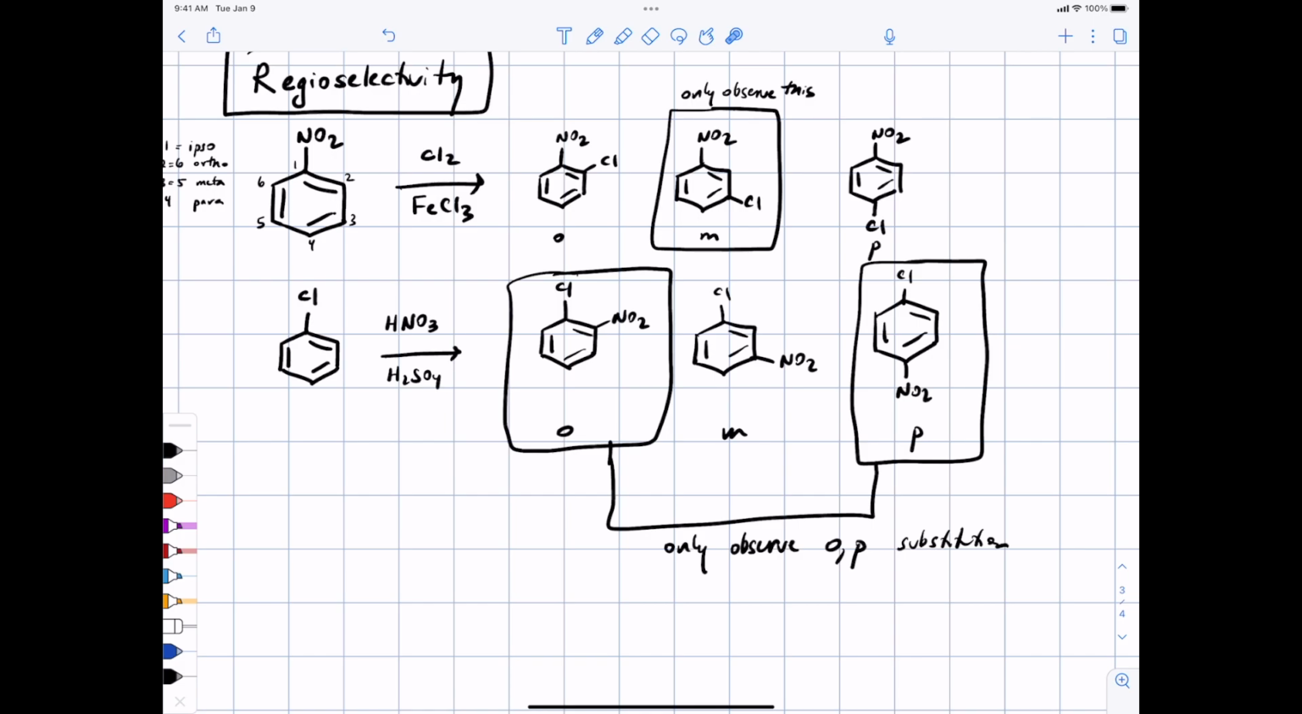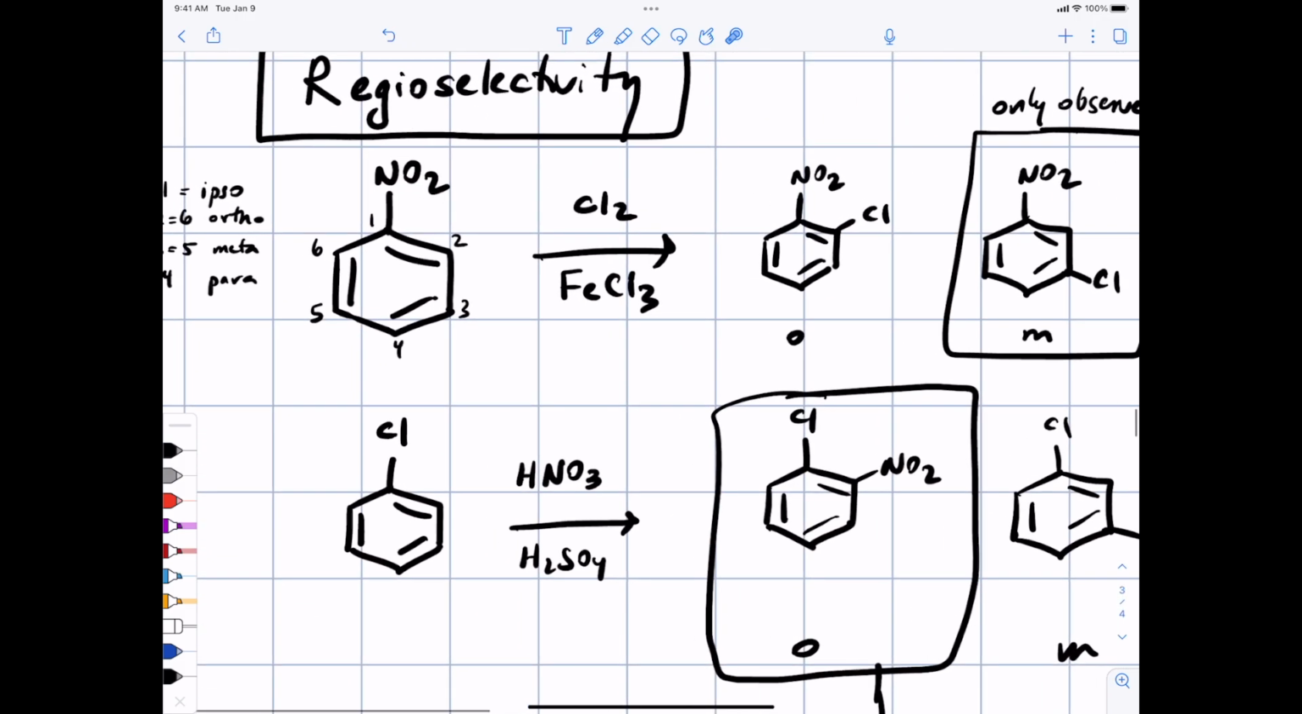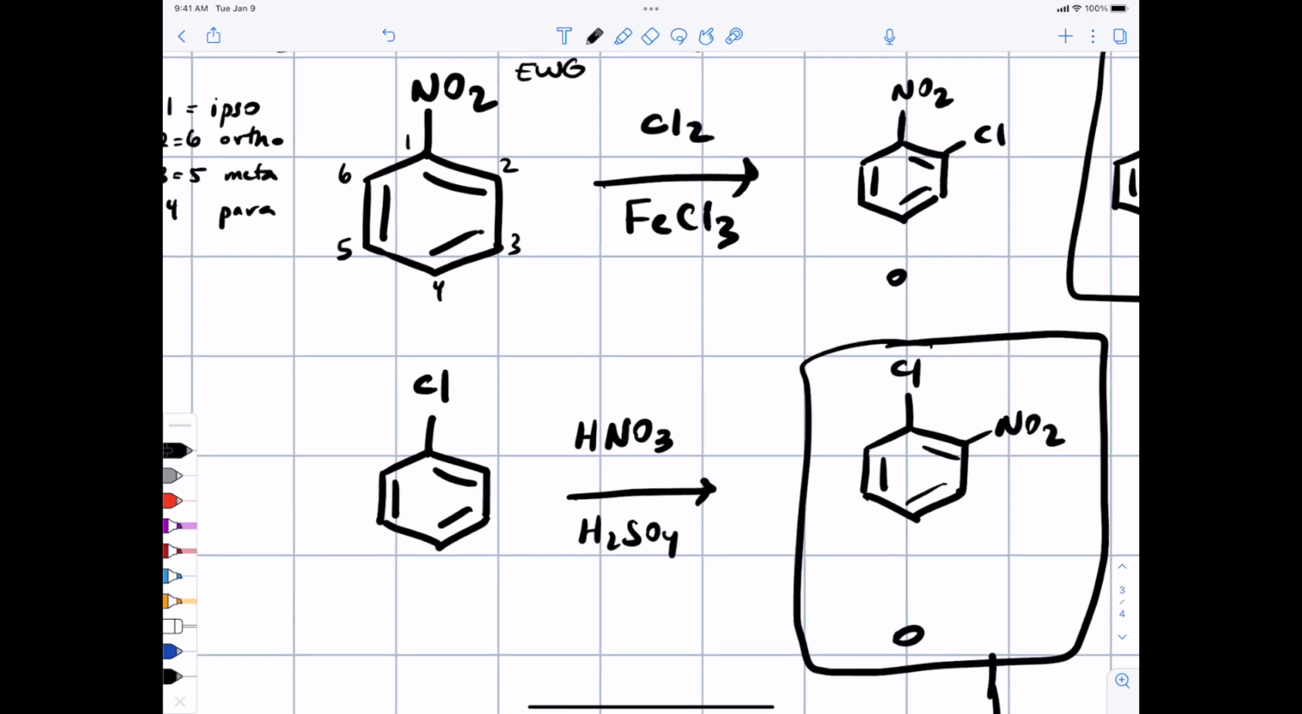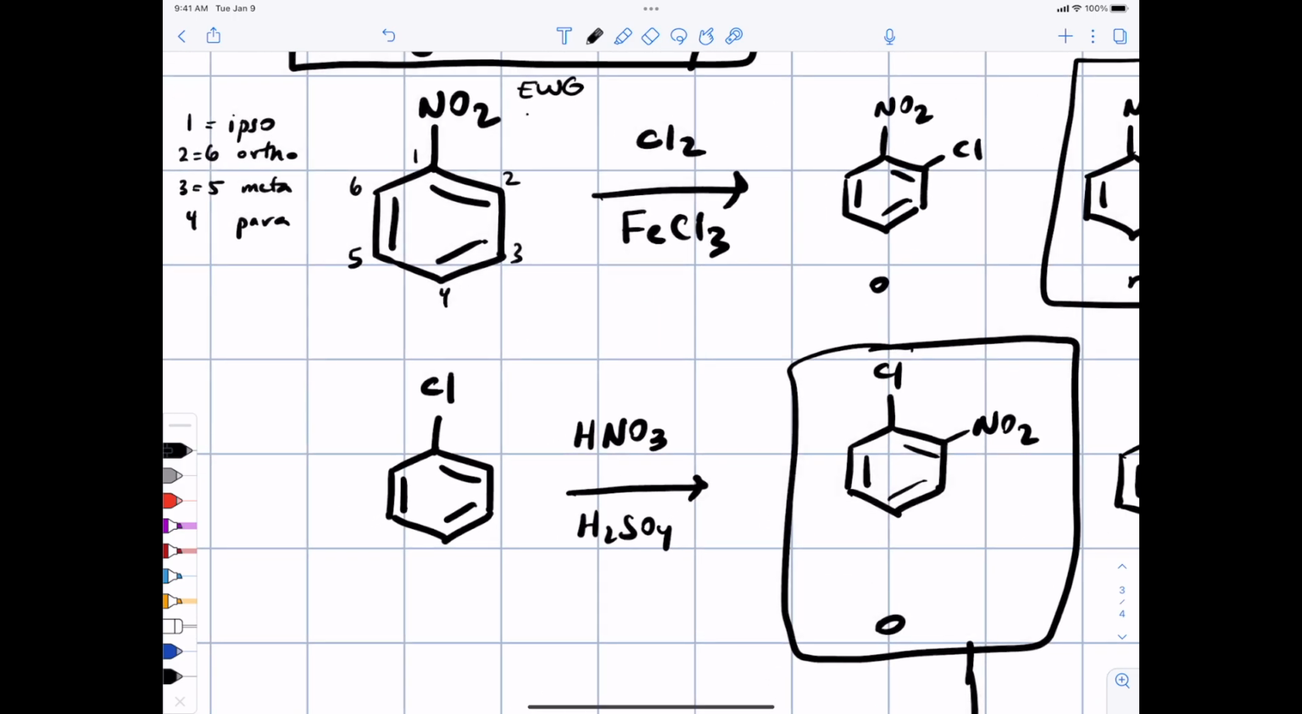I don't think there's a hard and fast rule the way you're looking for it. It actually has to do with the character of the group that's already there. We've said before that a nitro group is an electron withdrawing group by resonance. And it turns out that by virtue of the lone pairs, the chloro is an electron donating group by resonance.